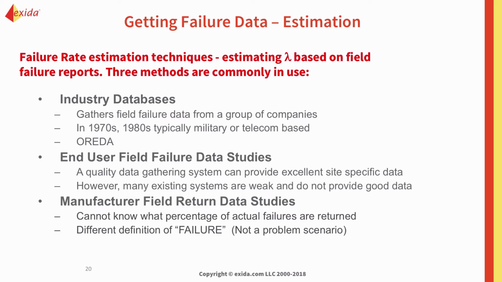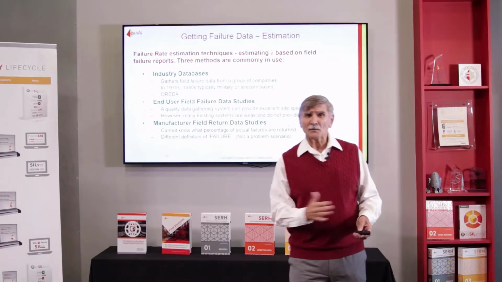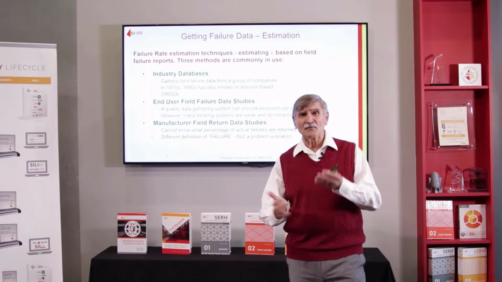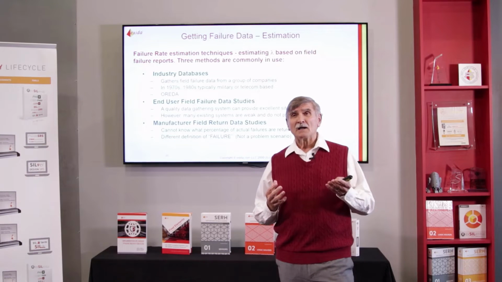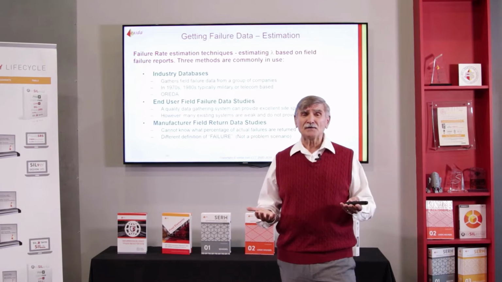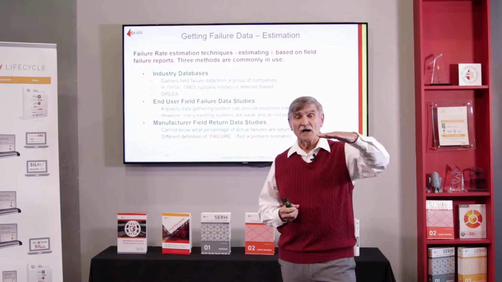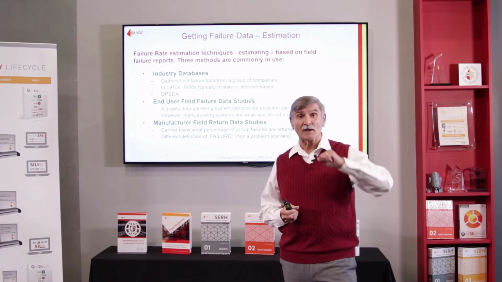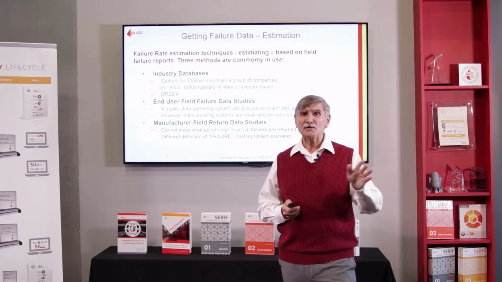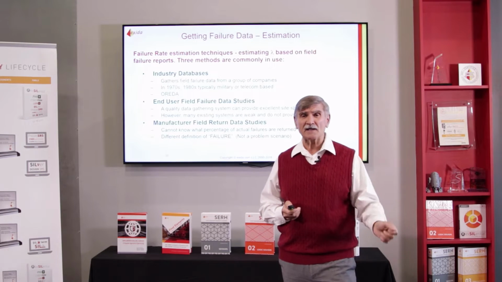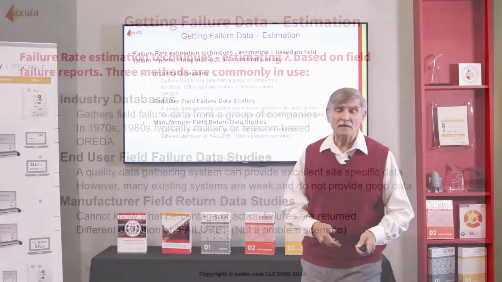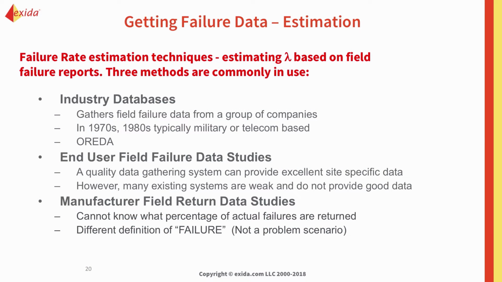One of the primary and original techniques for getting failure rate data is a group of methods called failure rate estimation. Failure rate estimation is when you gather up field failure data and you use statistical techniques to estimate what the expected value of the failure rate will be. It has been in use for many, many decades. Today, the most common techniques are categorized in 3 groups.